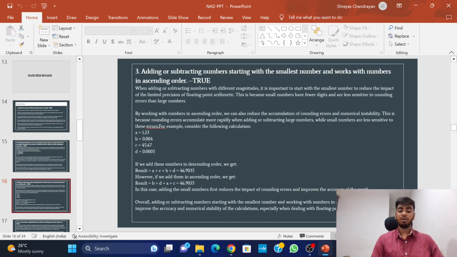Overall, adding or subtracting numbers starting with the smallest number and working with the numbers in ascending order can help to improve the accuracy and numerical stability of the calculation, especially when dealing with floating point arithmetic. Therefore, the given statement is true.